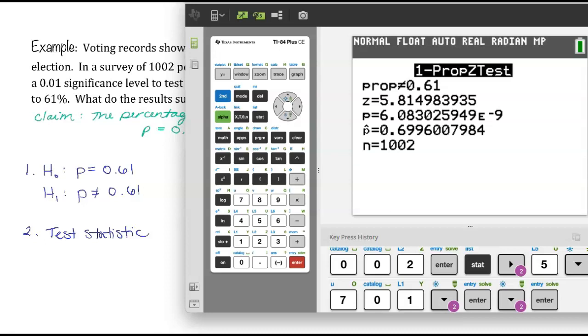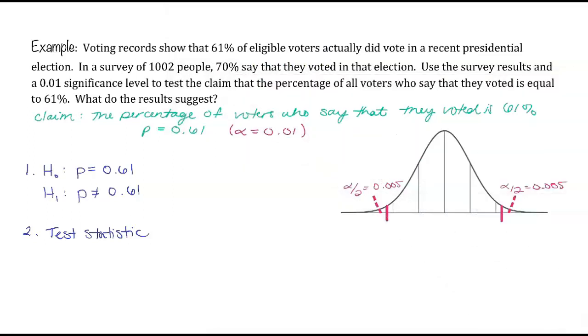Also notice one more thing. Since we use 701 for our x value, we have a sample proportion here of 0.6996. It's not exactly 70% like we were given in the problem, but it's very close. Let's take this information back to the example. We found our test statistic of 5.81. We were also given the p-value of 6.08 times 10 to the negative 9th. If we were to write this in standard form, we would need 8 zeros before the 608. In other words, rounding to 4 decimal places, this would be equal to 0.